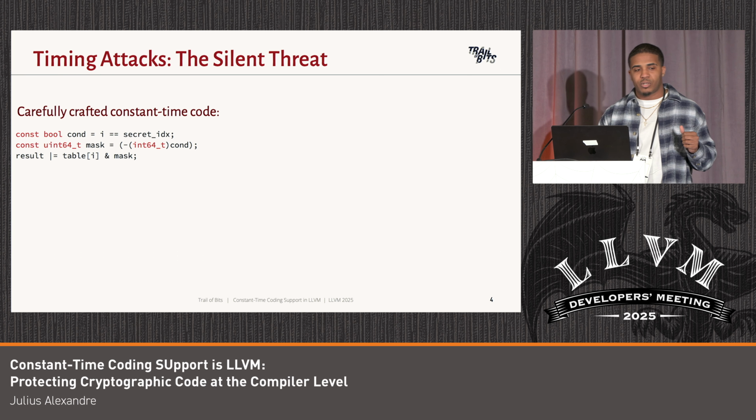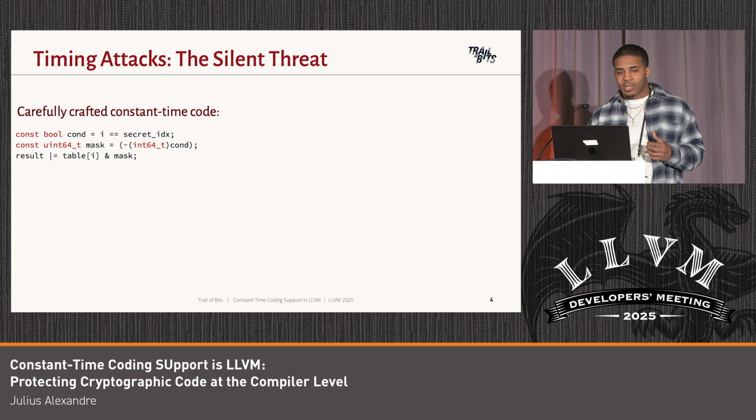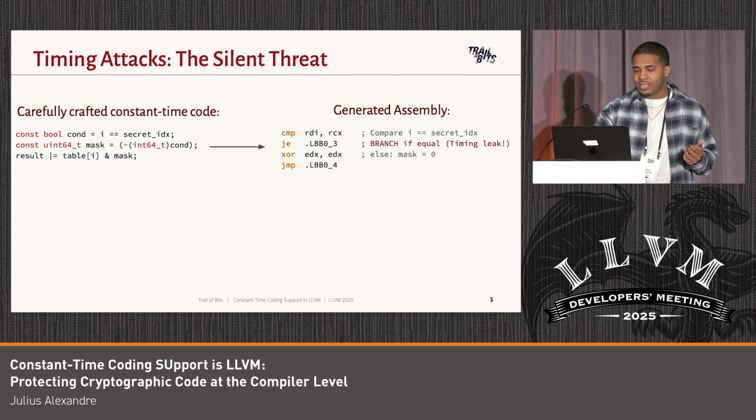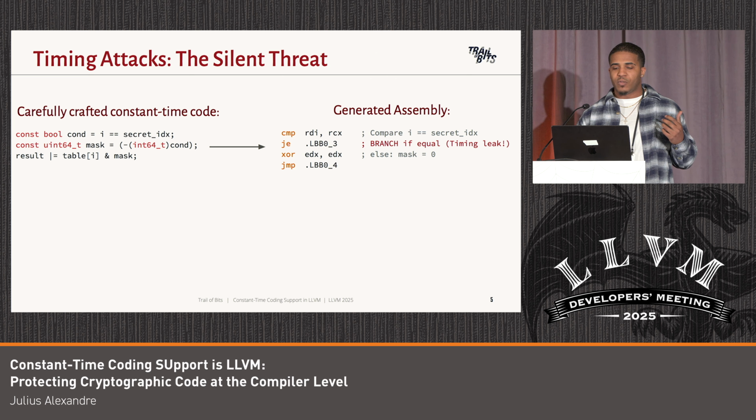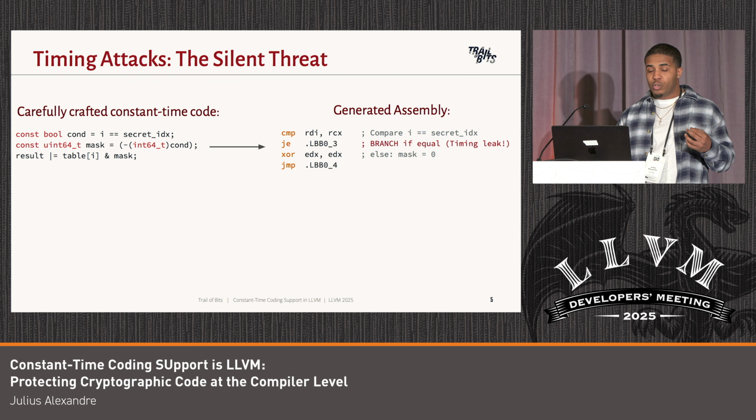We could look at this example. A cryptographer writes this carefully crafted bit mask code, expecting it to be constant time. It goes to the LLVM pipeline, goes through several optimization passes, whether in the middle end or the back end, and results in this x86 generated assembly. As you see, there is a JE, or jump if equal, which essentially means we have data-dependent branching, which opens doors for timing side channel attacks.